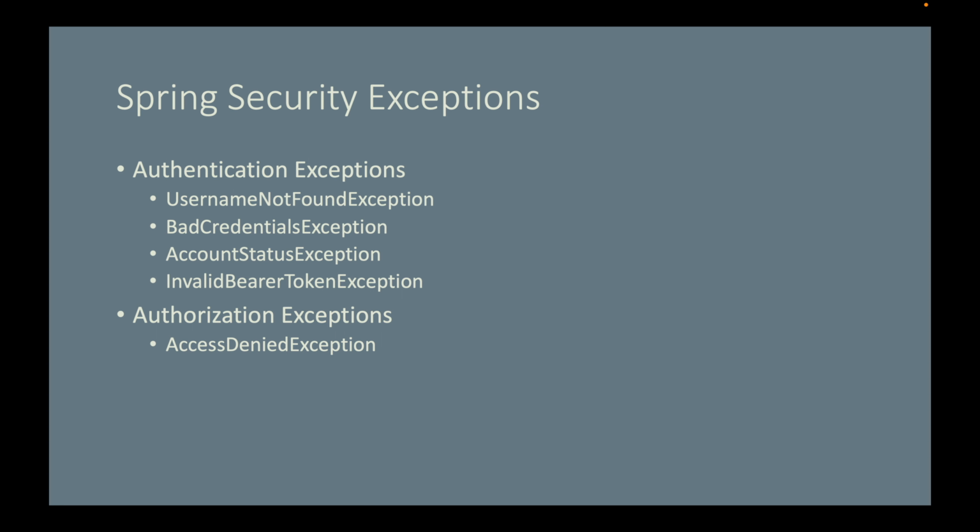Account status exception will be thrown if a user's account is either disabled or locked. Invalid bearer token exception will occur if the submitted JSON web token is invalid. For authorization exceptions, access denied exception will be thrown if a user does not hold a required authority to access a resource. So next, let's define how to handle account status exception, invalid bearer token exception, and access denied exception in our ControllerAdvice class. Let me toggle over to IntelliJ.